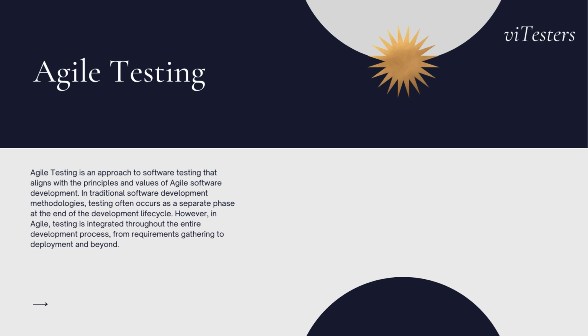In traditional software development methodologies, testing often occurs as a separate phase at the end of the development lifecycle. However, in Agile, testing is integrated throughout the entire development process, from requirements gathering to deployment and beyond.